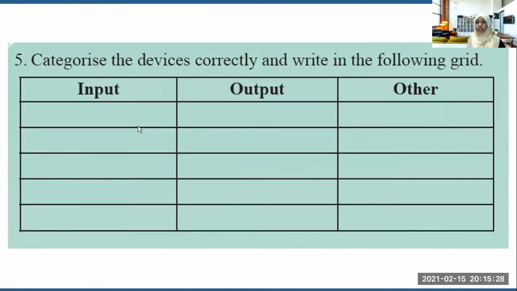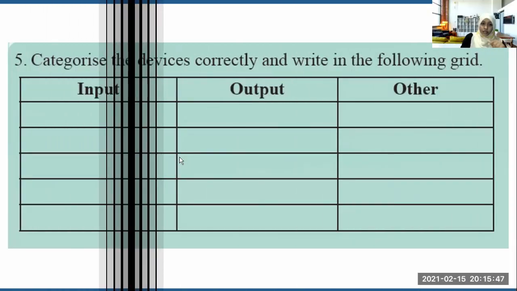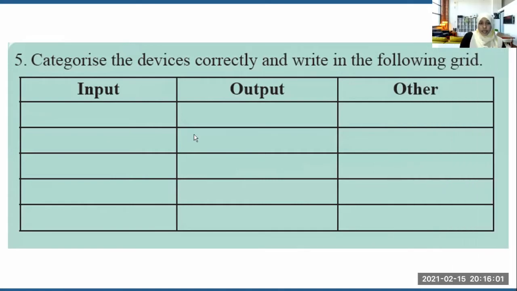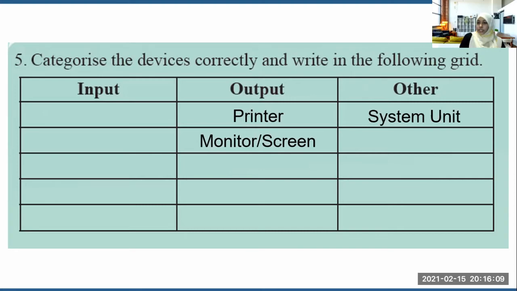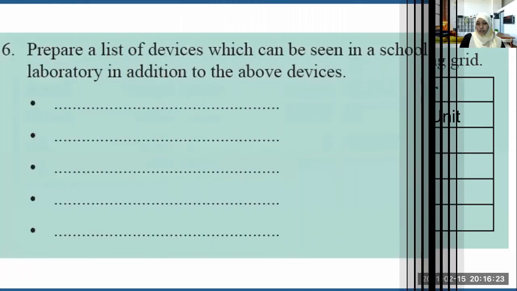Categorize the devices correctly and write them in the following grid. Looking at the picture above, you should categorize all these things in the grid. First one is the printer. It is an output device. Monitor screen is an output device. System unit is other. Microphone is an input device. Mouse is an input device. Keyboard is an input device. Speakers is an output device.